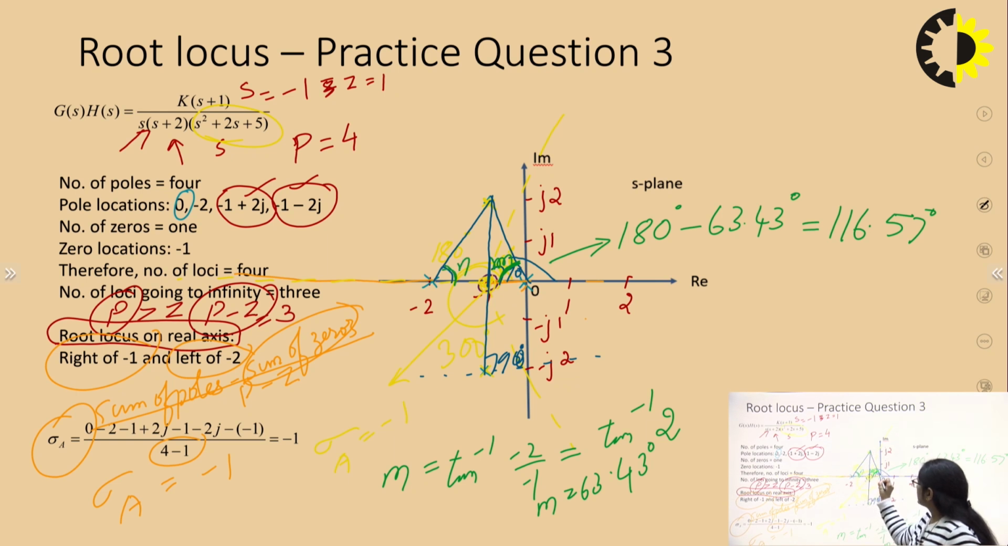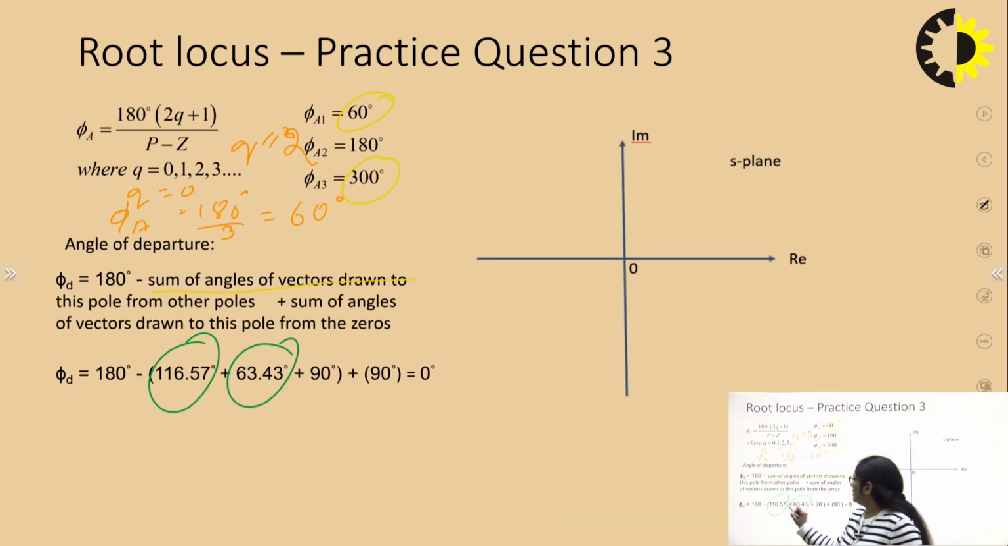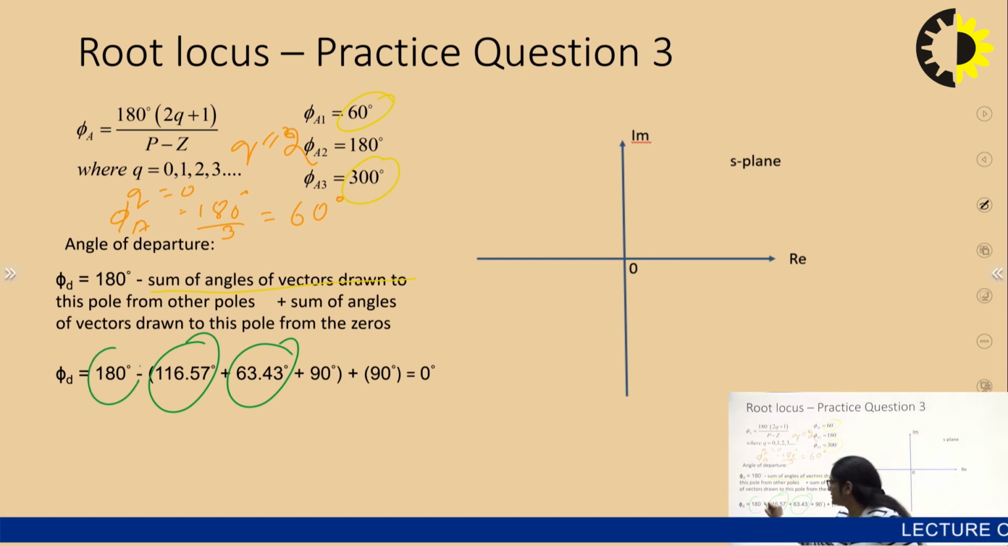So N is nothing but, these two are equal sides. Therefore, these two angles will be the same, and this angle is 63.43 degrees. So we have got all the 4 angles: 90 degrees, 90 degrees, this 116.57 degrees, and this 63.43 degrees.